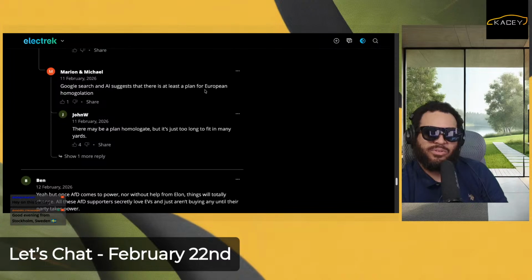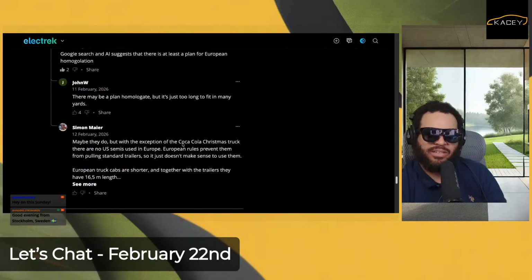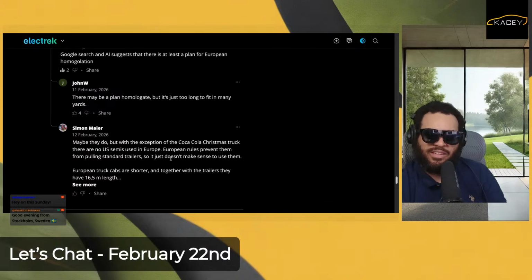Google search and AI suggest there's at least a plan for European homologation. Yes, there is. There may be a plan, but it's just too long to fit in many yards. I don't know about that. Maybe they do, but with the exception of the Coca-Cola Christmas truck, there are no US semis used in Europe. I don't know if that's true either. They're definitely not common over there.